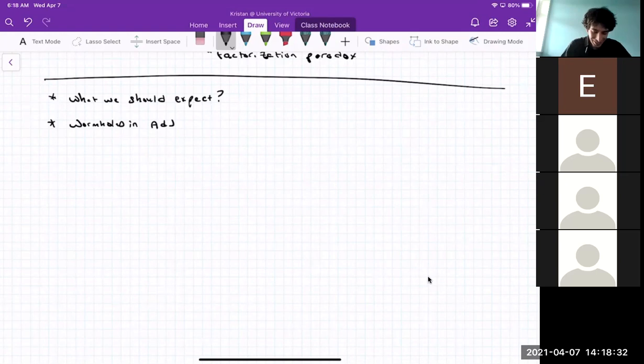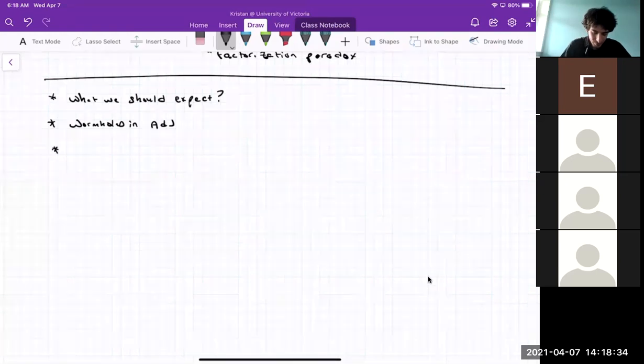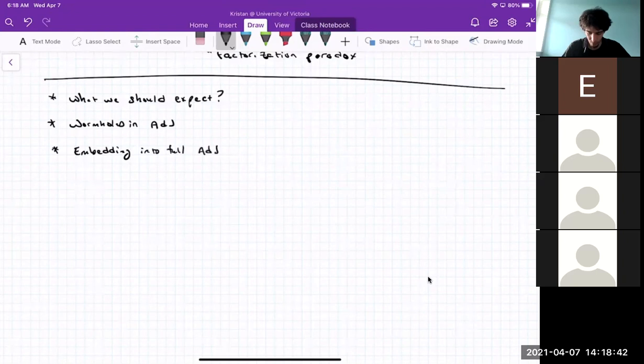But if we did have a little bit more time, I would talk about embedding into full AdS CFT, where one can also talk about new physical effects in the context of these wormholes, including prospects for brane nucleation.